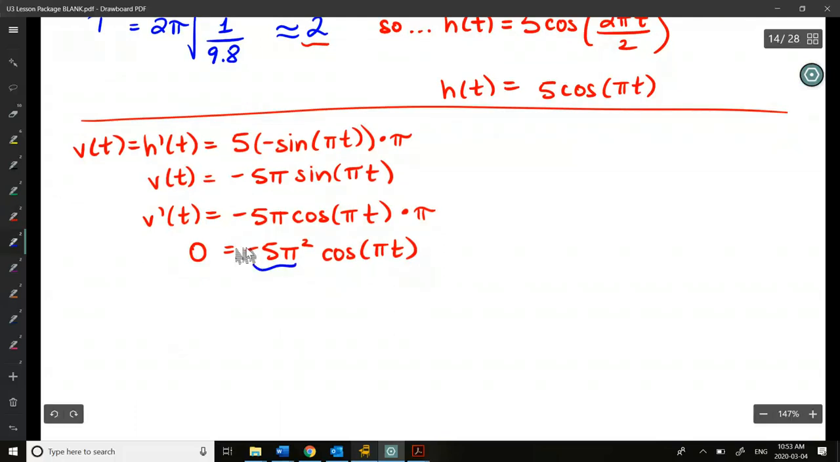Okay, so this is just a number. I can actually divide that out. It doesn't impact where maximums and minimums are. So is that 0 equals cos pi t? Yep.